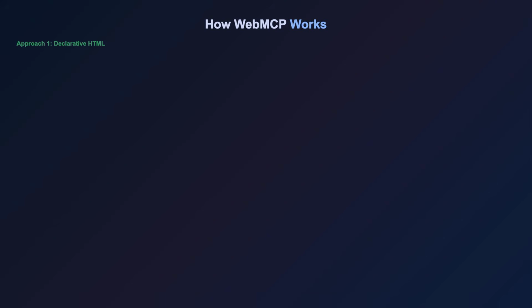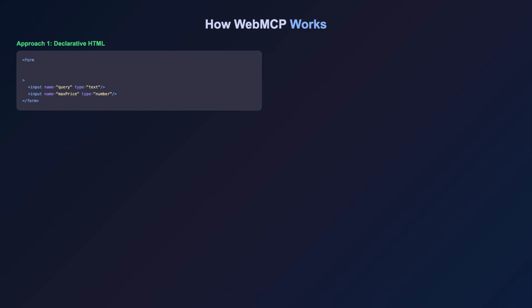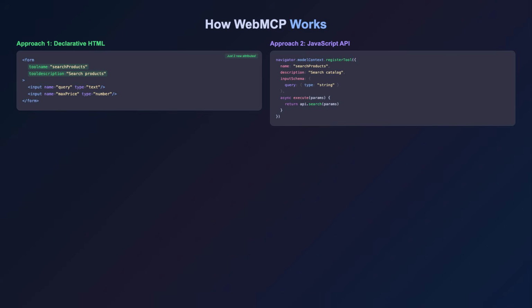Let me walk you through exactly how WebMCP works under the hood using our ShopSmart example. There are two ways a website can expose tools to AI agents. The first way is declarative, using plain HTML. You know those HTML forms you already have on your website? With WebMCP, you just add two attributes: tool name and tool description. That's it. Your existing search form becomes a tool that AI agents can discover and use. No JavaScript required. The browser reads the form fields, their types, their validation rules, and automatically creates a structured tool definition.